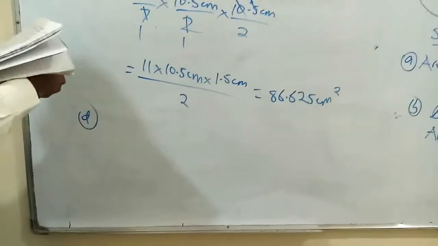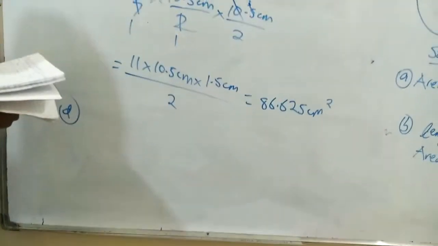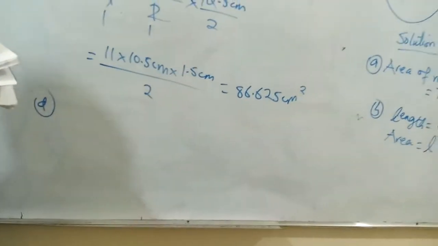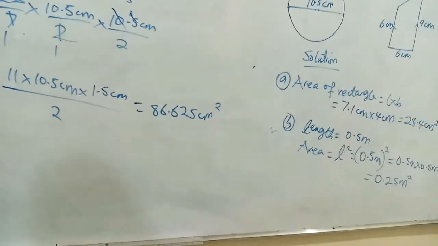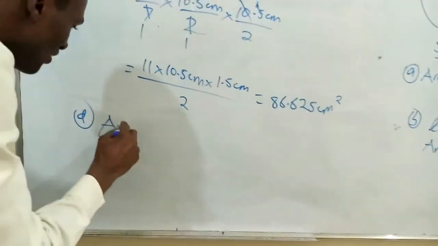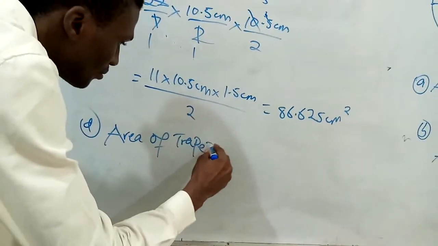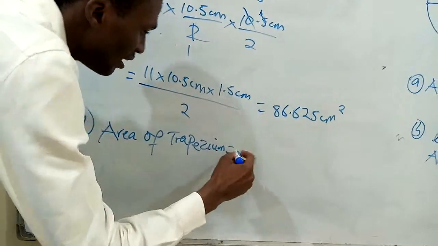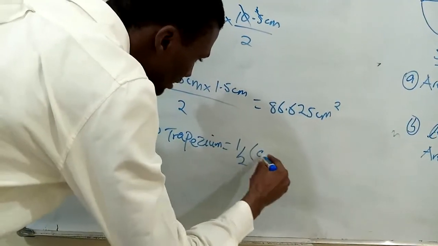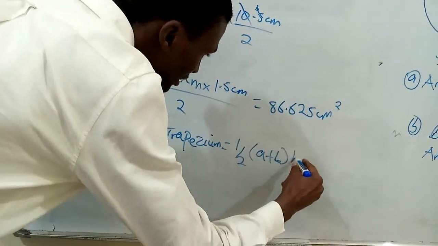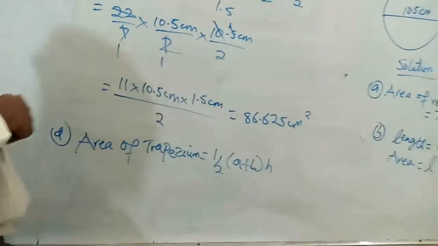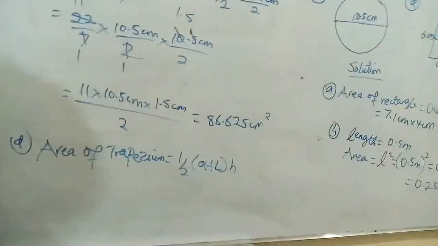The next one we have is a trapezium. Now, the formula for calculating the area of a trapezium is given as half into bracket A plus B times height.